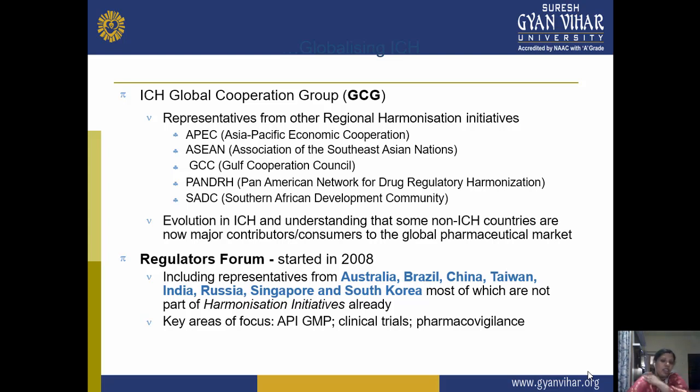The key areas they focus on in their regulators forum are API, that is active pharmaceutical ingredients: how we can procure it, how we can test it, and how we can check and maintain the quality of that API. Then GMP, good manufacturing practices: what is the need, how we can follow it. Similarly, clinical trials: what to conduct, why to conduct, how to conduct. Pharmacovigilance, as we have discussed, is also in the regulators forum, but here ICH is just starting to make guidelines related to pharmacovigilance.